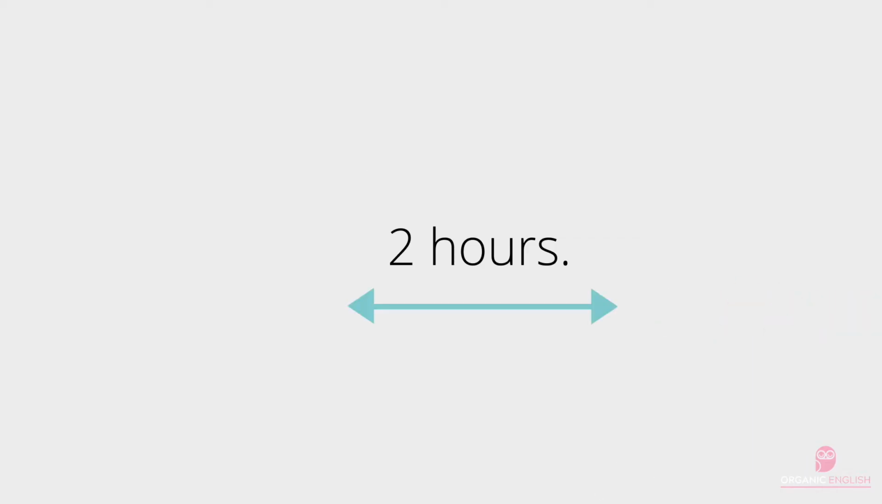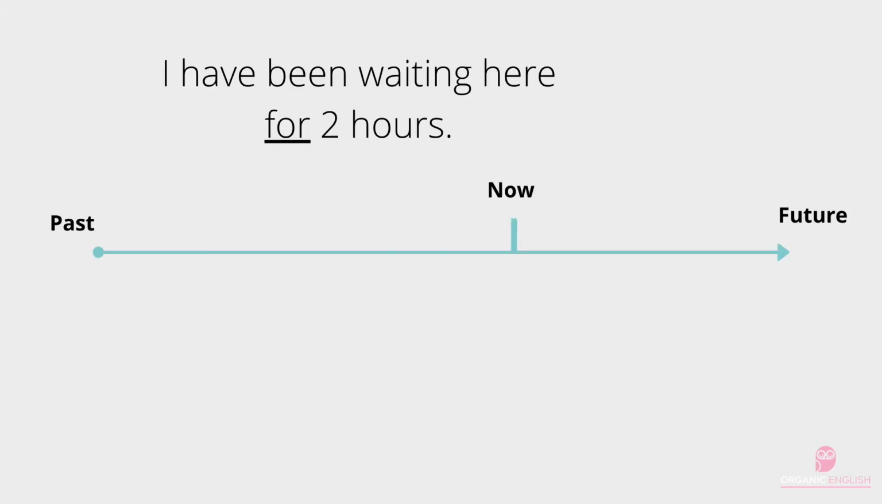How about for? Let's look at for now. I have been waiting here for 2 hours. Now, 2 hours is a length or a period of time, so I use for. I started waiting at this point, and after 2 hours, I'm still waiting. We can also use less precise phrases talking about time, like for a long time, for the weekend, for ages.